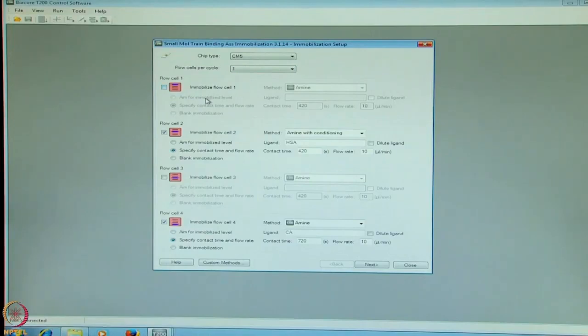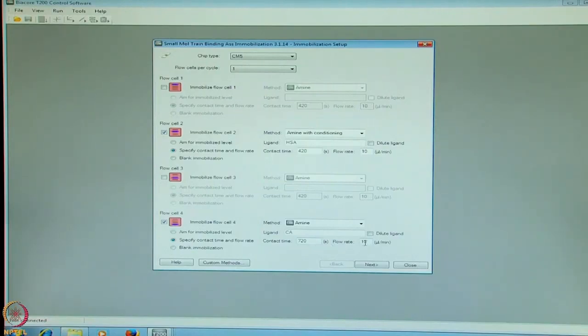On flow channel 1, we leave it blank, and flow channel 3 also we leave it blank. Flow channel 2, human serum albumin is immobilized with a specified contact time of 420 seconds and flow rate of 10 microliter per minute. On flow channel 4, by amine coupling, we will immobilize carbonic anhydrase, again with a specified contact time of 720 seconds and flow rate of 10 microliter per minute.